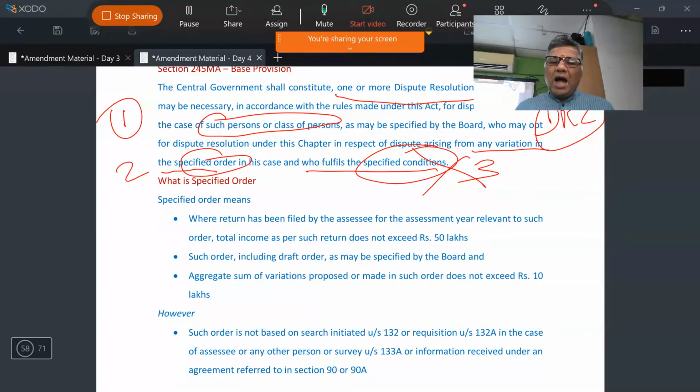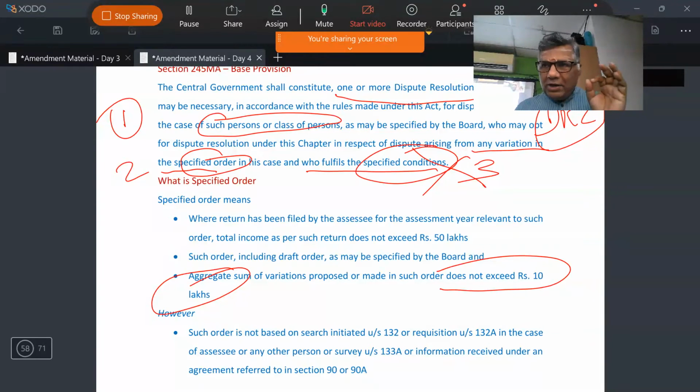Second, the aggregate sum of variation proposed in the draft order does not exceed 10 lakhs. Am I clear to you? Okay.